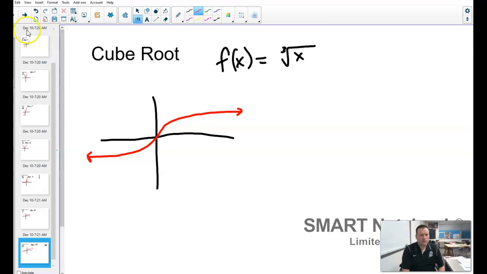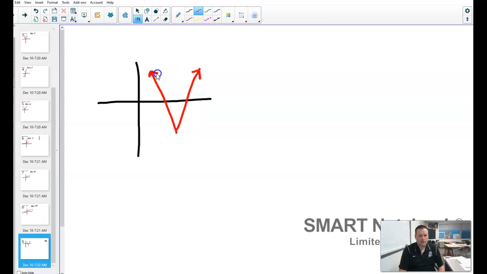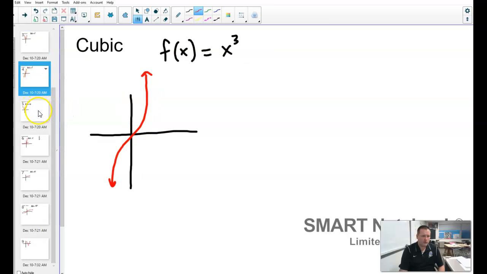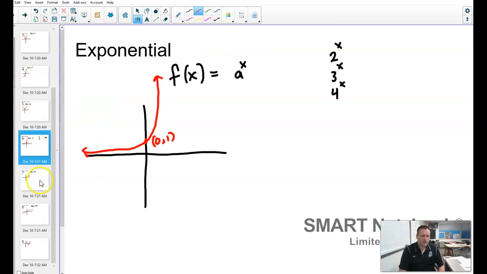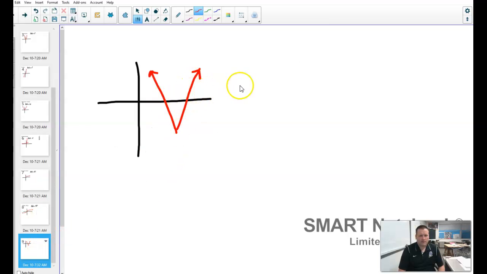So what I want you guys to be able to do is recognize parent functions. If I just give you a graph here, and I say, hey, what's this graph's parent function? Well, you'd look at it and say, okay, is it quadratic? Is it cubic? Is it absolute value? Is it exponential? Any of these is what you're looking for. In this case, I've got myself a v here. So this v is going to be the absolute value. So absolute value would be my parent function.